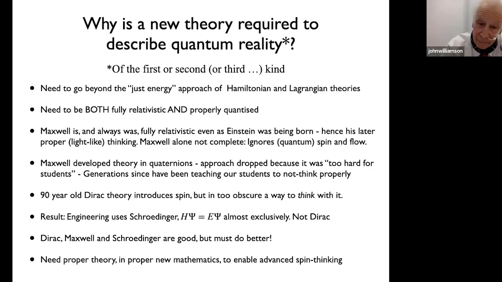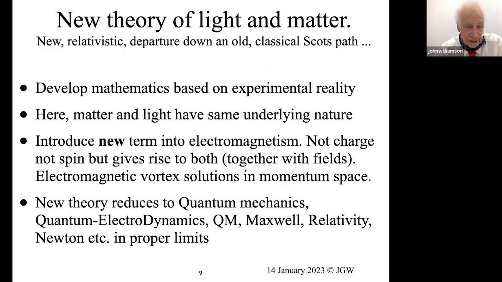We need a proper theory in the relativistic sense, new mathematics, to enable, amongst other things, proper quantum spin thinking. So we want to develop a mathematics which is based on experimental reality. Mathematics is going to follow the physics, not the other way around. In this mathematics, matter and light have the same underlying nature. One can describe within this new mathematics both light particles, photons, and material particles, electrons, protons, neutrons, etc. How do we do that? We introduce a new term into electromagnetism. This new term will not be charge, and it's not spin, but together with the fields which are already in electromagnetism, it gives rise to both of these, together with the fields.